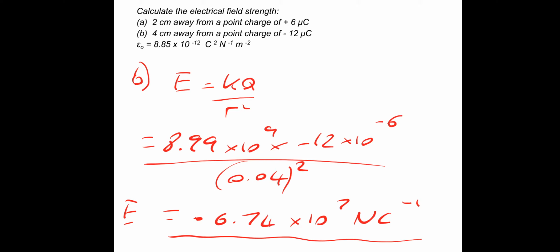So a positive answer just means that the field would repel a positive charge, and a negative answer means that field would attract a positive charge. So negative is attractive, the positive would be repulsive. Let's move on then from there. One last question to practice.